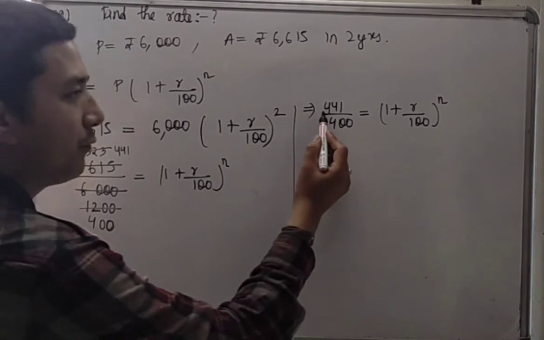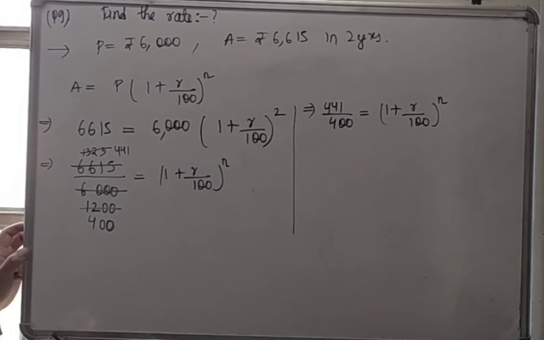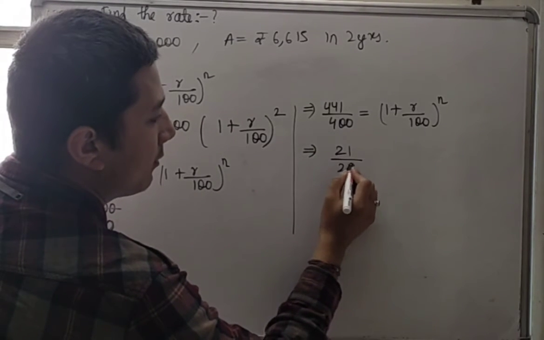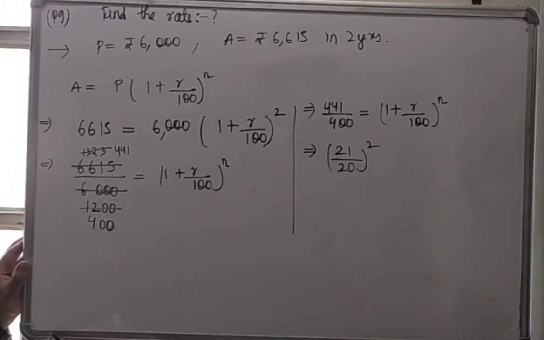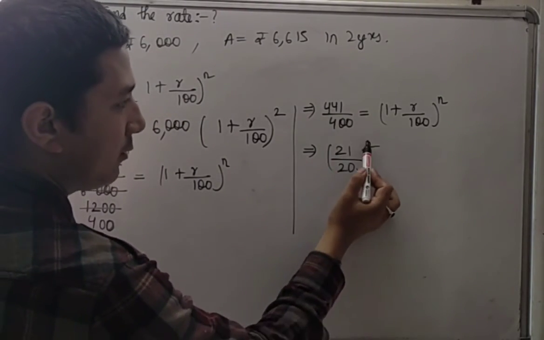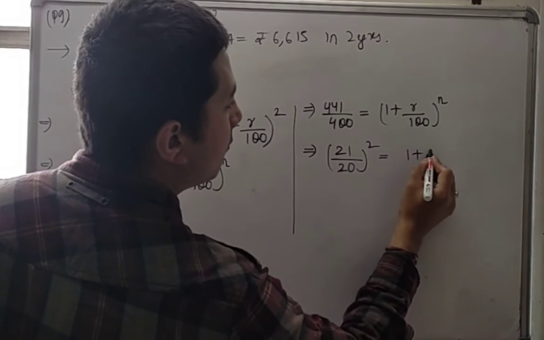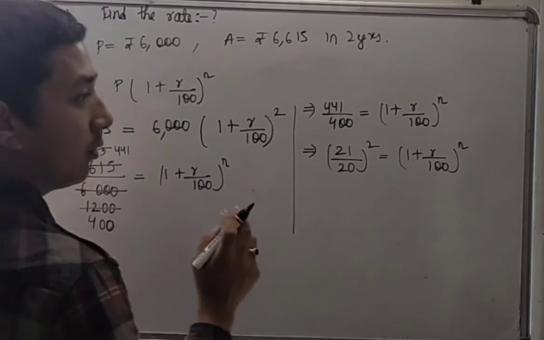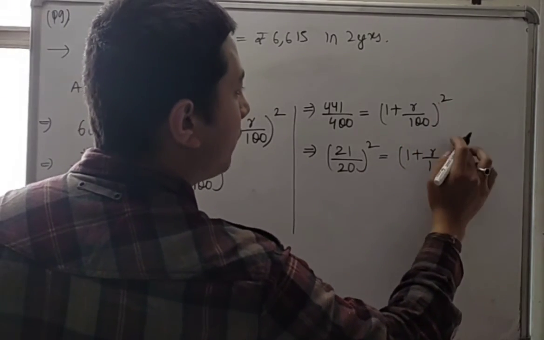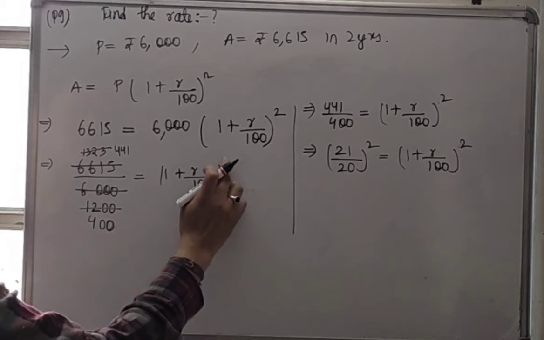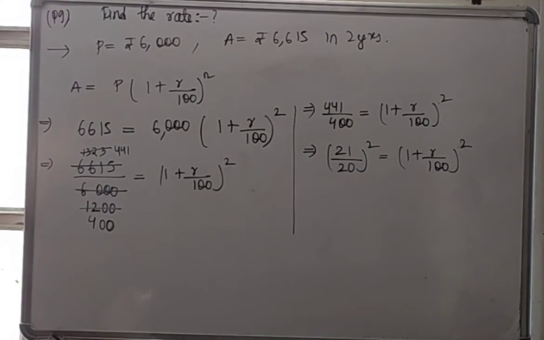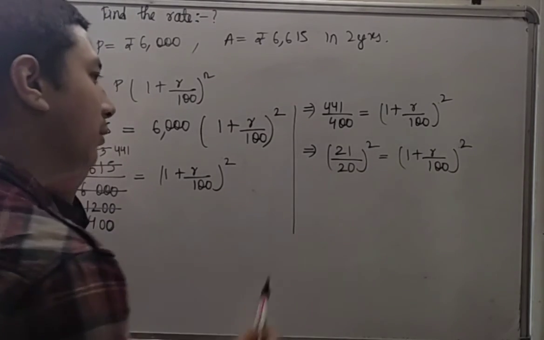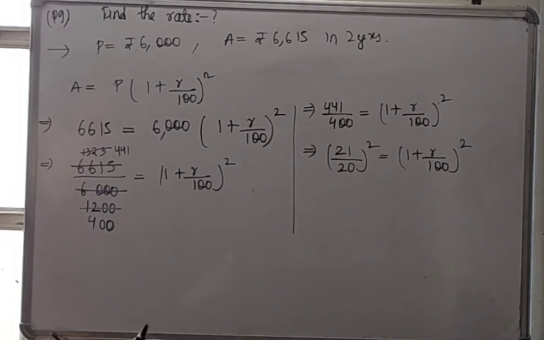But 441 and 400, both of them are perfect square numbers, because we know 441 is 21 squared and 400 is 20 squared. So on both the sides the powers are equal. Sorry, on both the sides, this is 2, right? On both the sides the power is 2. So if the powers are equal, then the bases are also equal.